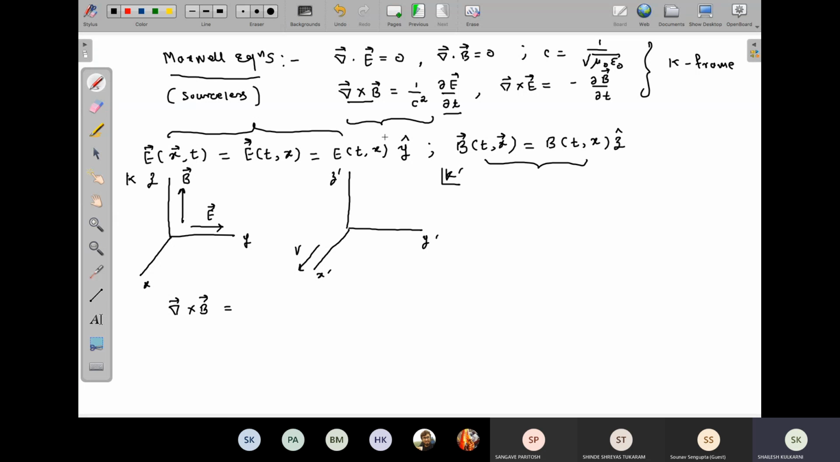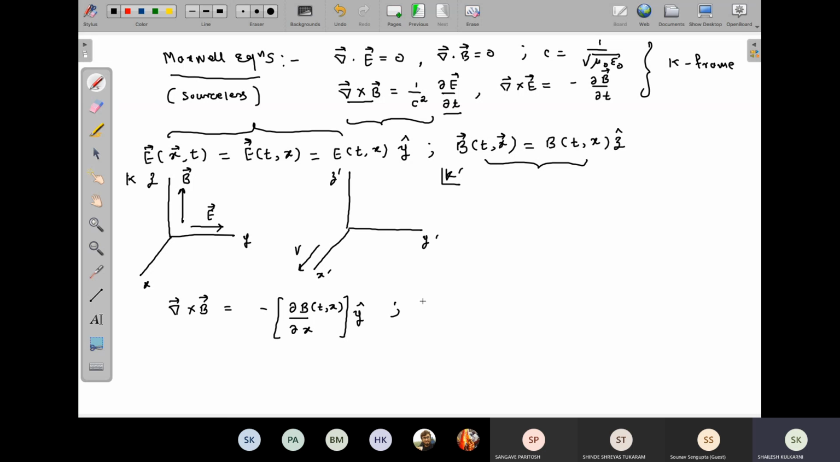You can say because of this choice, it is simply minus del B by del X. This B is a function of T and X, and it will be directed along Y. The curl of B will take this simple form. All other terms will be zero. You can calculate, use this form here and see what the curl is. You will get only this y component non-zero and all other components will be zero, because of this choice.